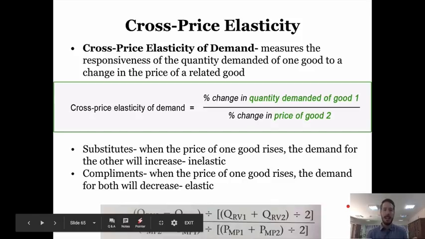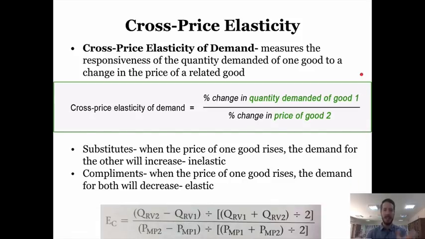And if we're, again, looking at the cross-price elasticity of demand, the formula is below. It's the same process. Let's move that cursor so you can see. It's the same process. You're just comparing the first good to the second good.